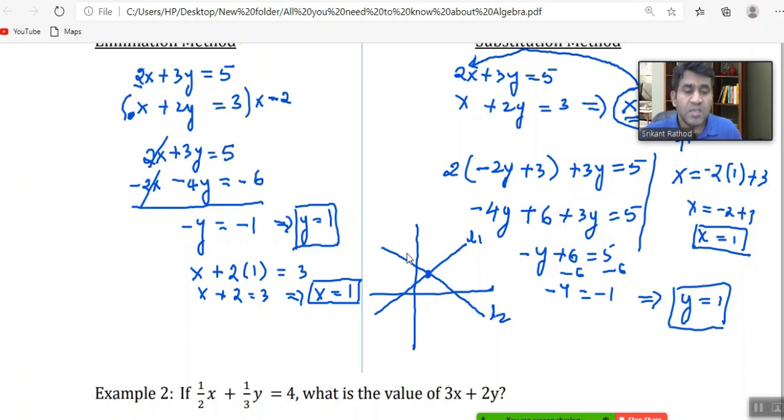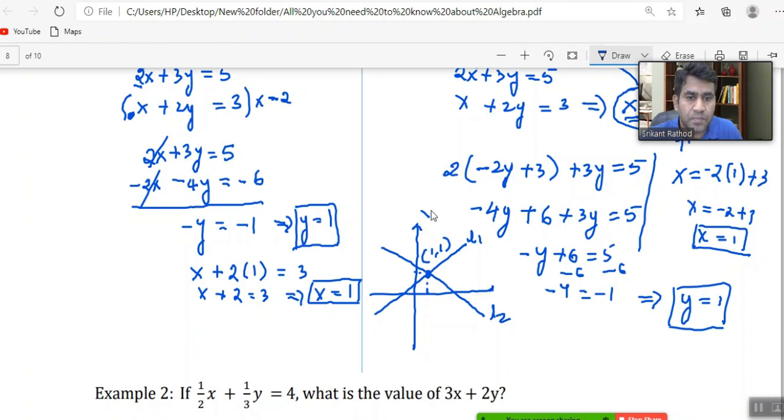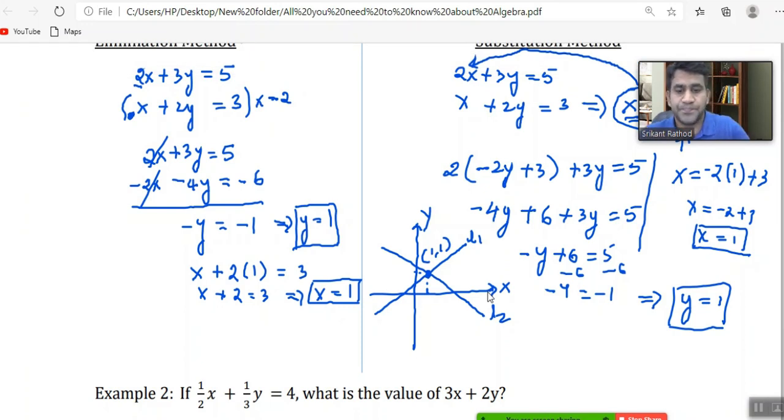So the two lines intersect at a common point, which means one solution. According to this, the value of x is 1 and the value of y is 1. So the point of intersection is (1, 1) in the xy plane. This is how we represent a system of equations with one solution graphically.